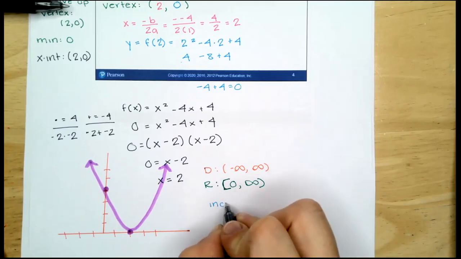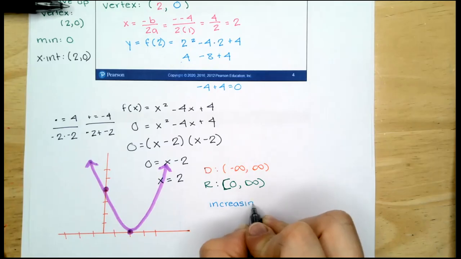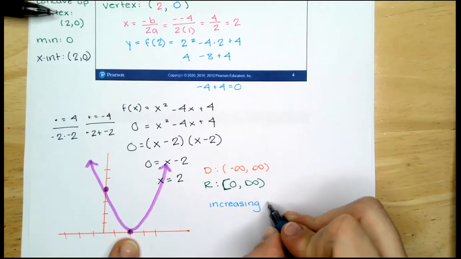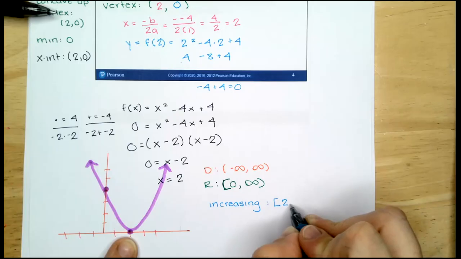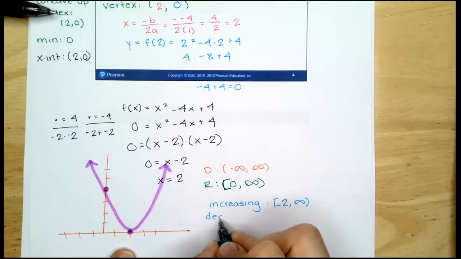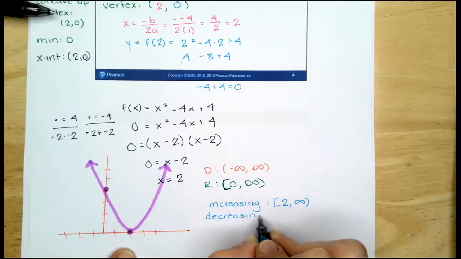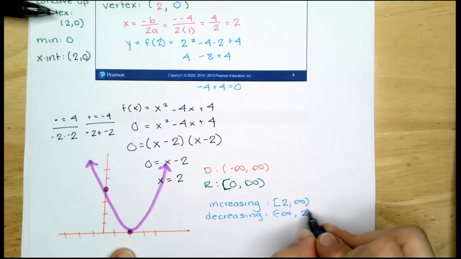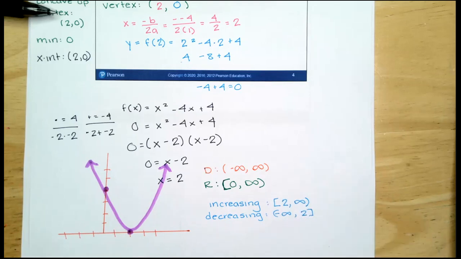Remember, increasing, we are only using the x-axis. So it starts increasing, so it becomes positive at x equals 2. So it's increasing from 2 to forever, and it was decreasing from negative forever until 2. Good. Where is the function positive and where is the function negative?